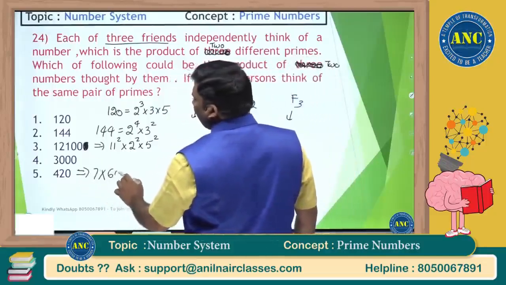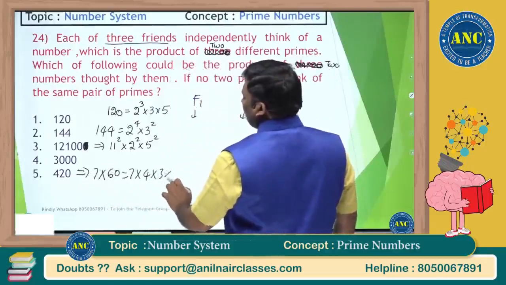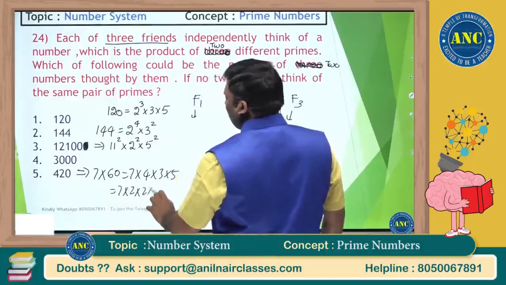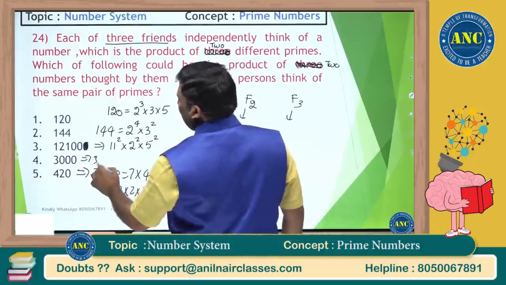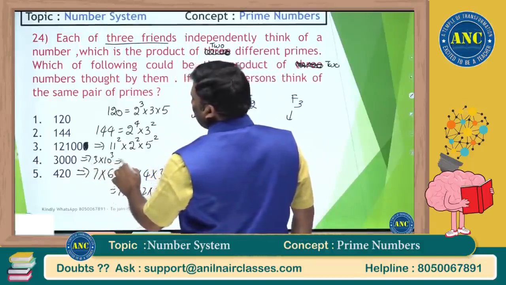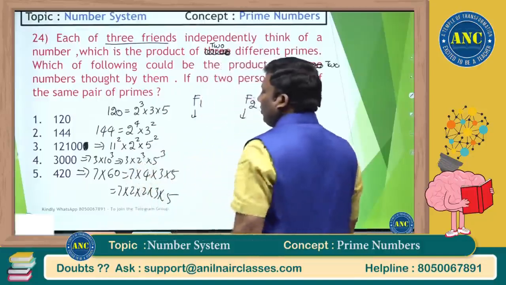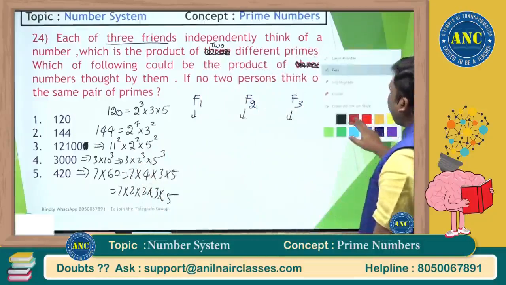420, which is 7 into 60. 60 is 4 into 3 into 5, which is 7 into 2 into 2 into 3 into 5. 3000 is 3 into 10 cube, 3 into 2 cube into 5 cube. Now read the question, you will get the idea.